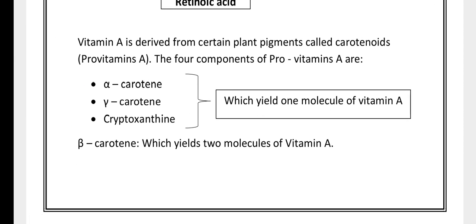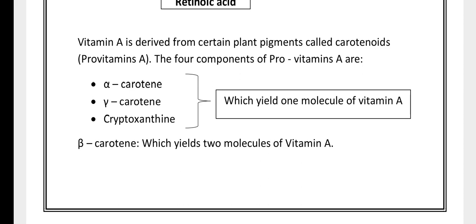Vitamin A is derived from certain plant pigments called carotenoids, that is provitamin A. So carotenoid is known as provitamin A. So there are four components of provitamin A. They are alpha carotene, beta carotene, gamma carotene and cryptoxanthin.